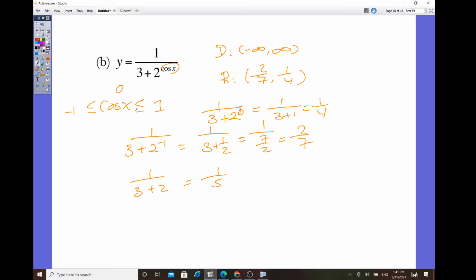So basically for this one you want to test out all those positions: -1, the smallest value of cosine, and the biggest value of cosine, and also the midpoint right in between that range. Okay, so you find out that it's bounded from 2 over 7 to 1/4. So this one is a little bit tricky. Okay, so now let's see what else we have for the rest of the problem here.